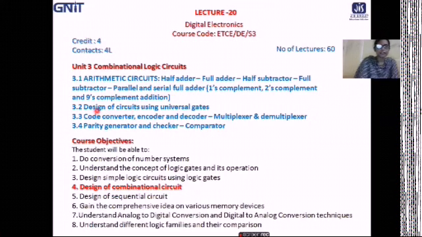Next one is design of circuits using the universal gates. Unit 3.3 is code converter, encoder and decoder, multiplexer and demultiplexer. Unit 3.4 is parity generator and checker and the comparator.